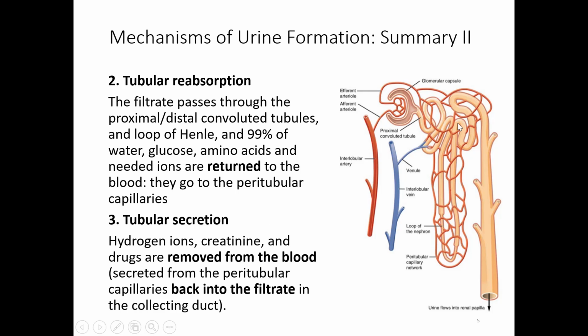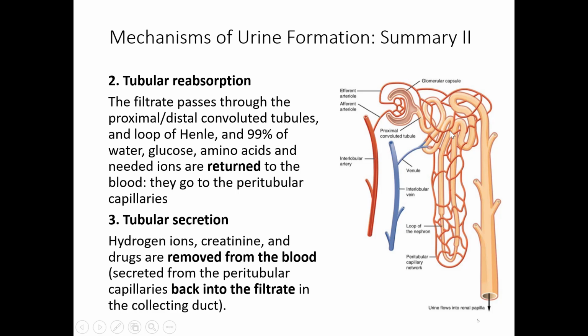Finally, by the time that fluid is going through the tubules, in the blood there still will be some amount of substances we do not need. Some toxic substances, hydrogen ions, creatinine, drugs, they should be removed from the blood into the urine. And urine is being made in those tubules.